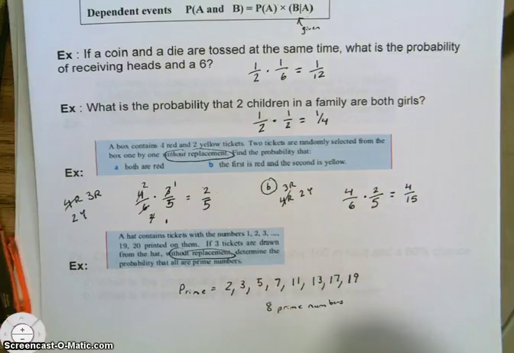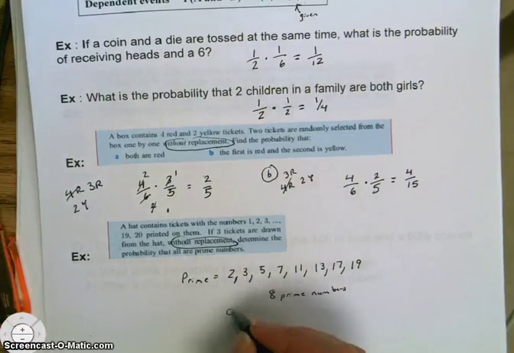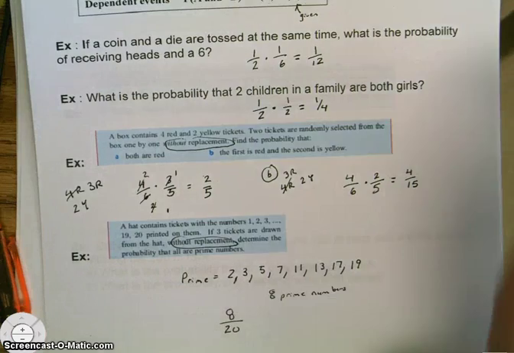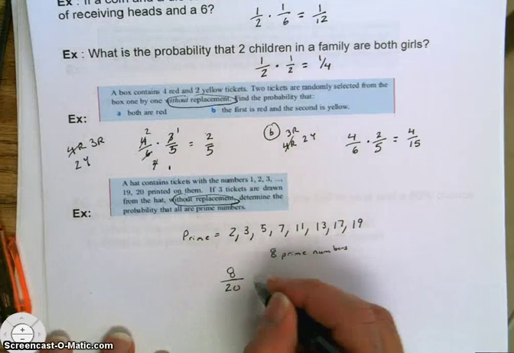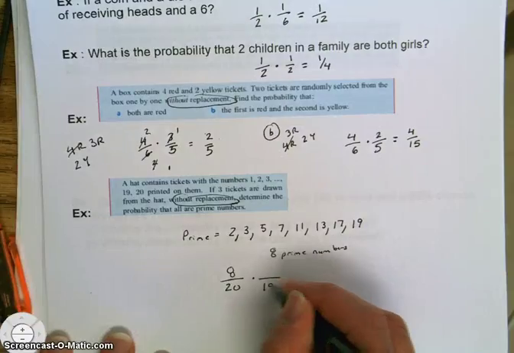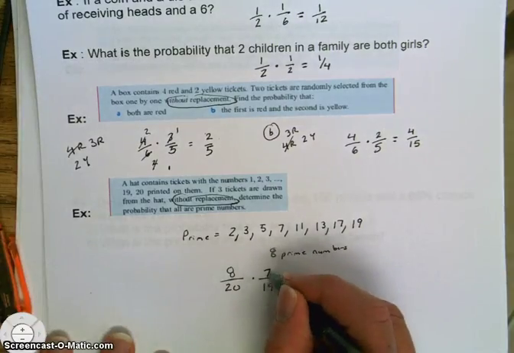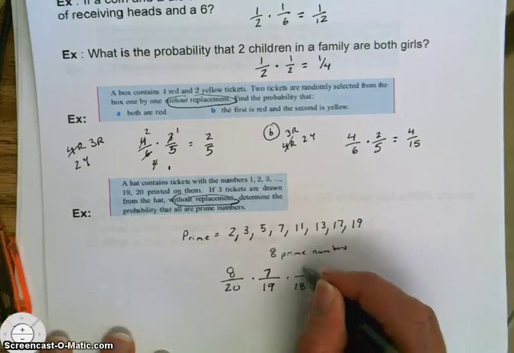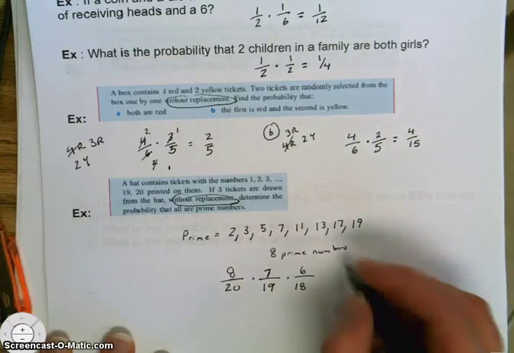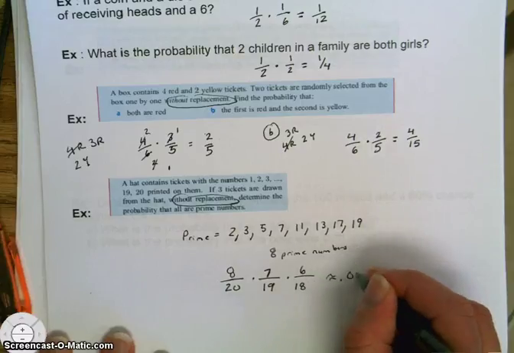Okay, so my chance of getting a prime number the first time is 8 out of 20. But I'm going to assume that I was successful. I got a prime number. So there's now only 19 total tickets, and I took one of the prime numbers out. So there's only 7 left. And then again, on the last one, there are only 18, and I took one of the primes out again, so times 6. And this is approximately 0.04.